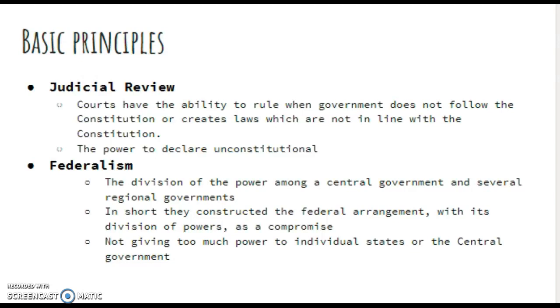Federalism, this is again the division of power among a central government and several regional governments. So a division between national and state governments, and that they share that power. And in short, they construct the federal arrangement with its division of power as a compromise, not giving too much power to individual states or to the central government. Understand that unconstitutional, I should have said this earlier, just means to declare illegal, null or void. And that judicial review power comes from the federal courts and state courts.